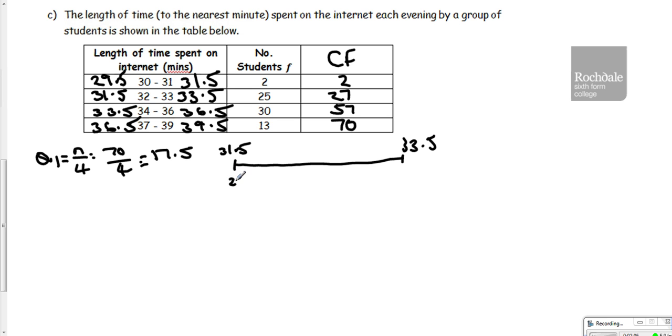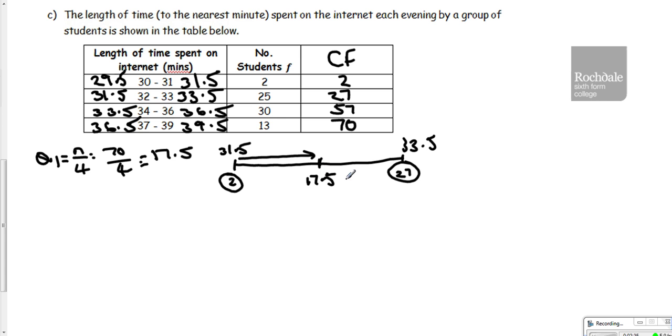And at the beginning, we had 2 as our cumulative frequency at the start of that interval. And by the end of that interval, we've got a cumulative frequency of 27. We're after value 17.5. It's going to be roughly in the middle. It doesn't matter, it's only a rough diagram to help us visualize what's going on. So we need to work out how far into this interval this line is. And if you remember, we've got that formula.